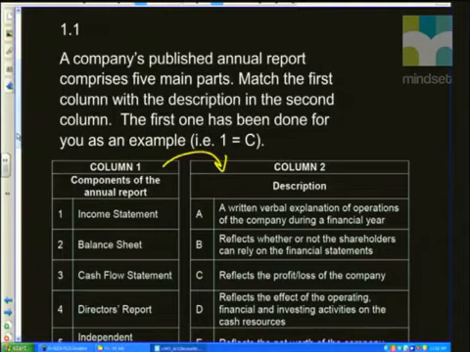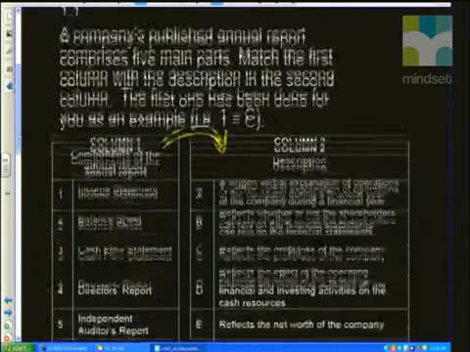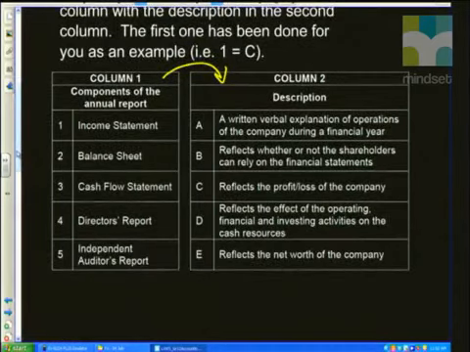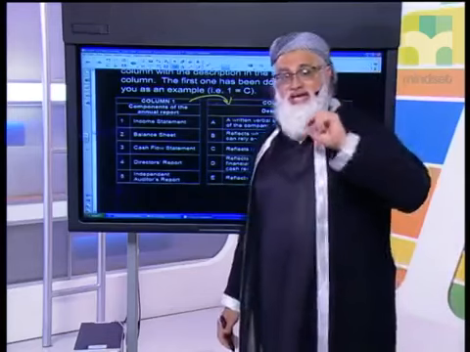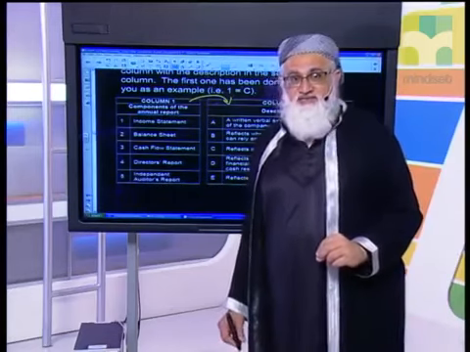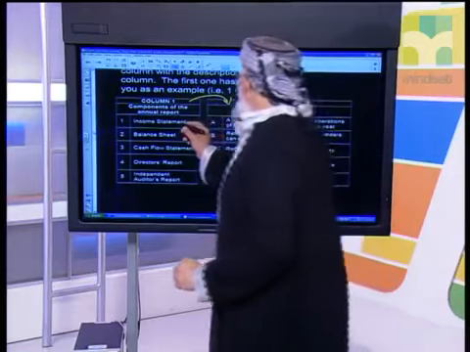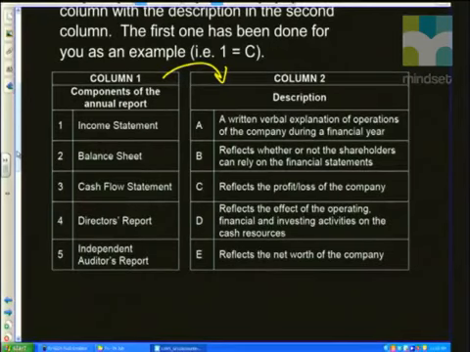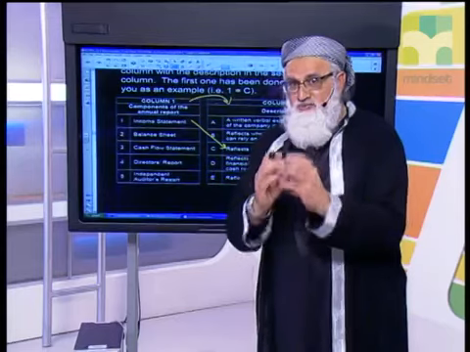For example, if we look at number 1, what does it say? It says there, the income statement. Now, what is the income statement? Remember, another name for the income statement is the statement of comprehensive income. Immediately you can see that it reflects the profit and loss of the company. So that one has been done for you.